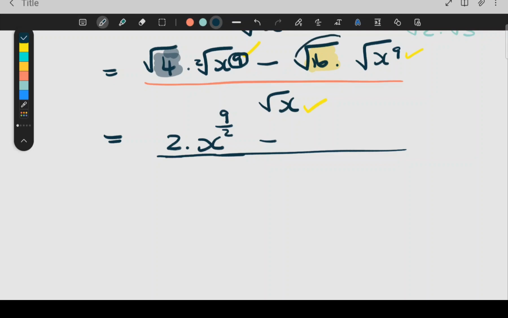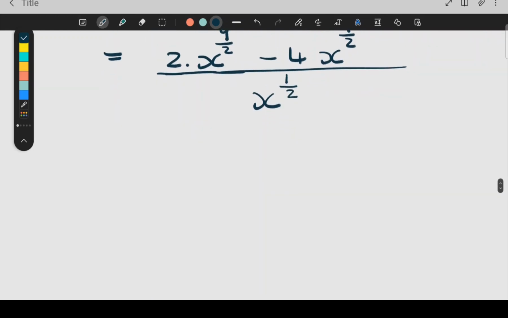Minus the square root of 16 is 4. X to the inside over outside. Then the square root of x is x. If there's no power, there's an invisible 1. And if there's nothing outside the root, there's a 2. So this is inside over outside. So that's step number 2.